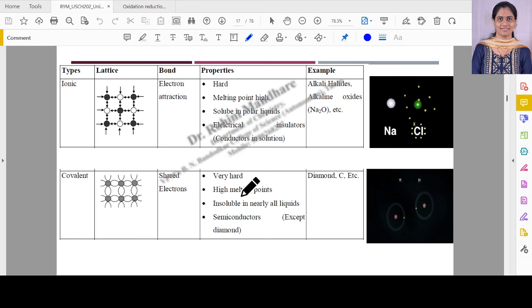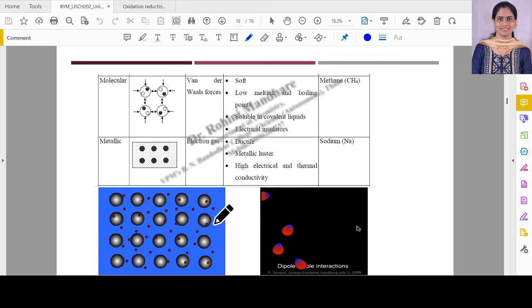Now covalent compounds are very hard in nature. Of course, they have high melting point, they are nearly insoluble in all liquids. Diamond is a very well known example of a covalent compound, and they are semiconducting in nature. So molecular compounds have van der Waals forces of attraction, which are very weak forces of attraction.